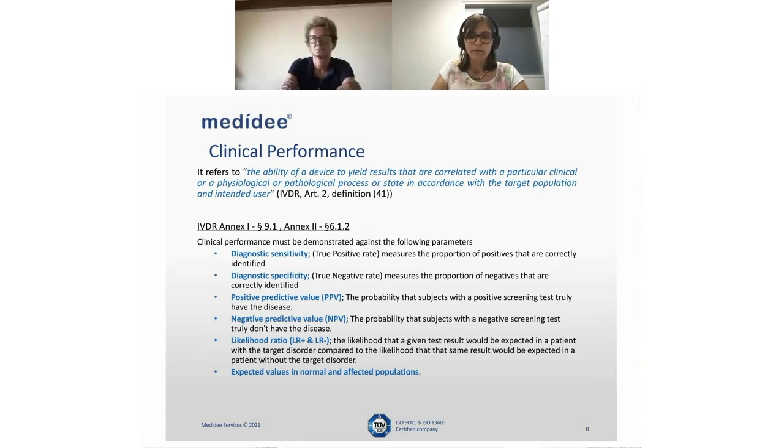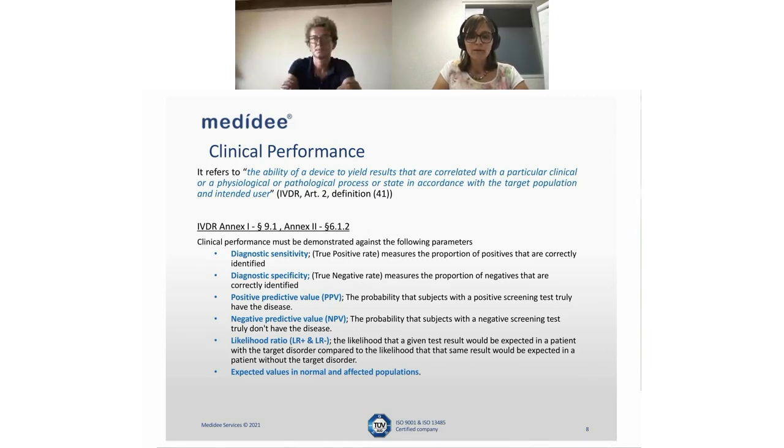Especially now when we are talking about IVD tests which are for self-use, the target population and the type of study that you actually need to perform in order to demonstrate this clinical performance for this target population is going to be different than for a test that is going to be used by healthcare professionals, for example. So there are as well within the IVDR now clearly listed several aspects which need to be demonstrated as part of this clinical performance.